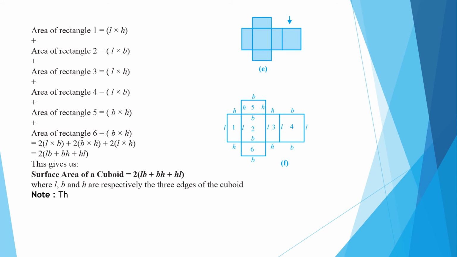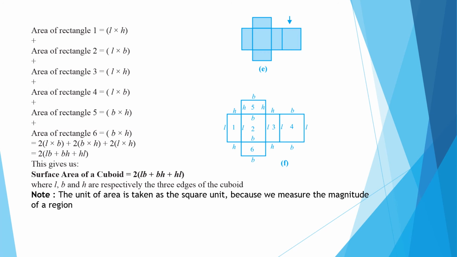You need to note also these things. The unit of area is taken as the square unit, because we measure the magnitude of the region by filling it with squares of side unit length.